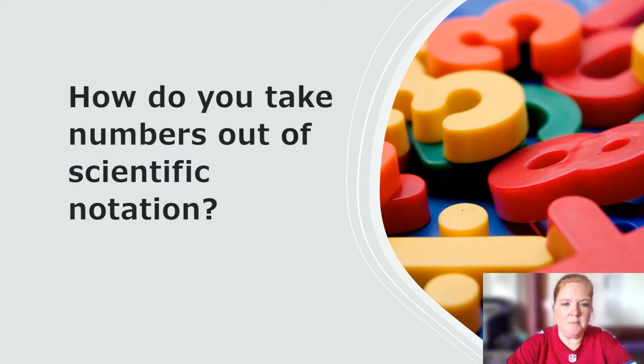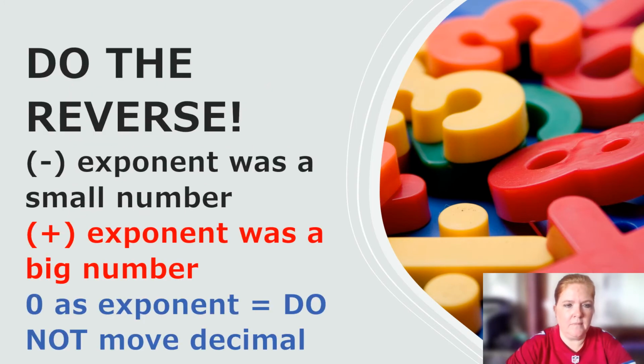So how do you take numbers out of scientific notation? Well, you do the reverse. A negative exponent means it was a little number. A positive exponent means it was a big number. And a 0 as an exponent means you don't move the decimal at all. Move it 0 places.